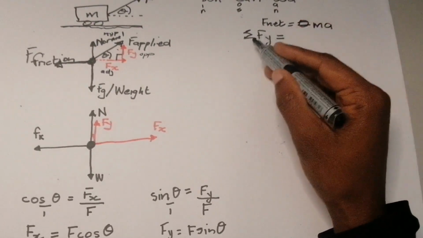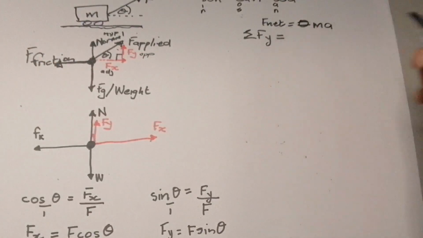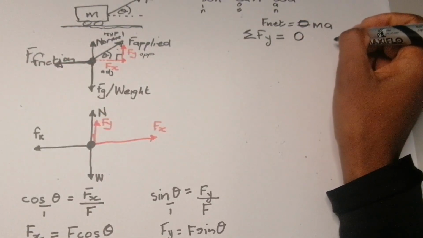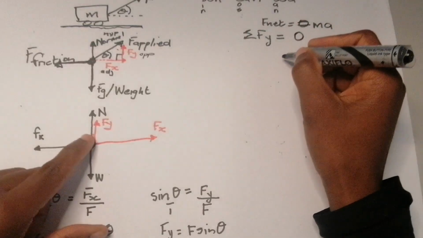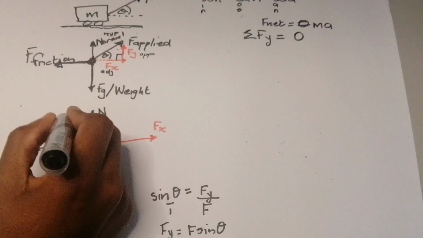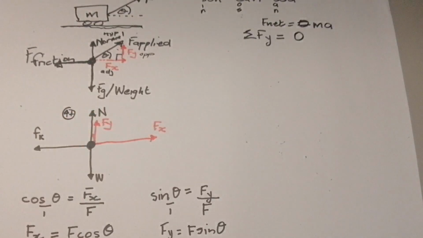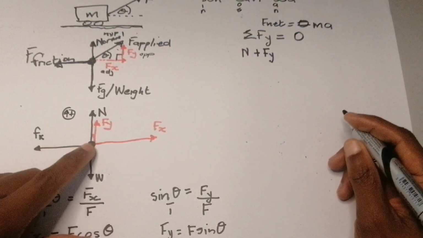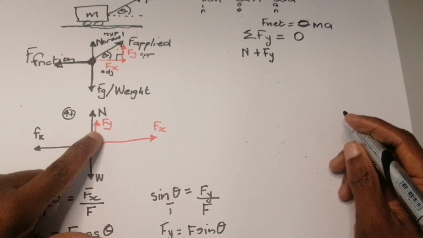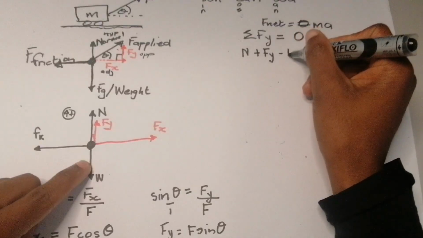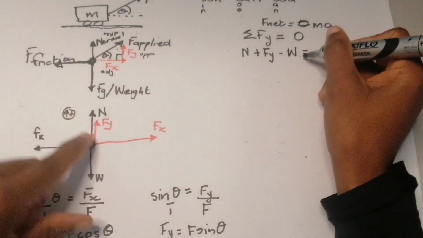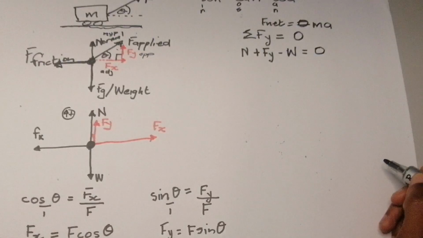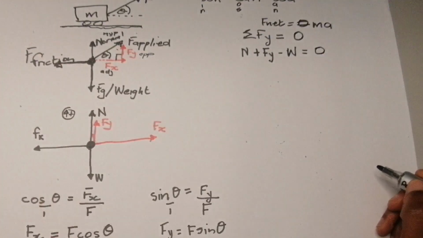What does that mean? If I take the sum of forces in the vertical dimension, that is going to give me a value of 0, because it is not accelerating in that dimension. Let's take upwards as positive for my vertical dimension. So my normal force plus my Fy, this is very, very important, ladies and gents, minus the weight, or minus the force of gravity. Why minus? Because it's acting in the opposite direction. All of these are equal to 0, because it is at equilibrium in that dimension.